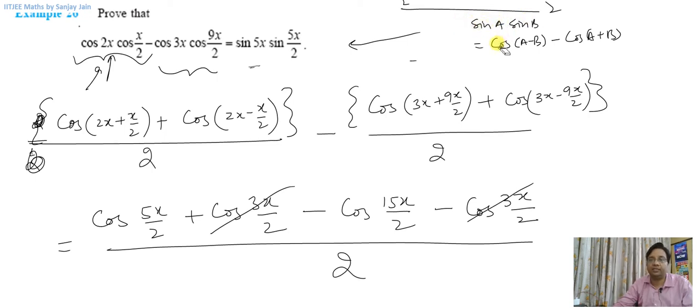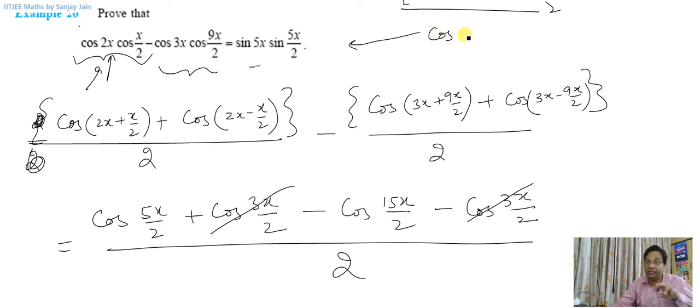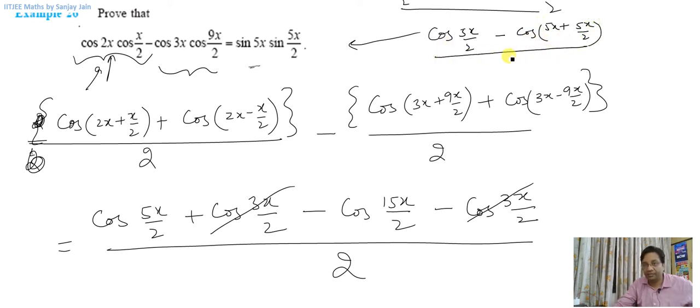You can write the right hand side as cos A minus B minus cos A plus B. Give me a moment, let me erase this. So if I write the right hand side, cos A minus B, that is 5x minus 5x by 2, so it will be 5x by 2, minus cos A plus B by 2, that is cos 5x plus... cos A minus B minus cos A plus B, that's it, right? And then the entire expression will be divided by 2.